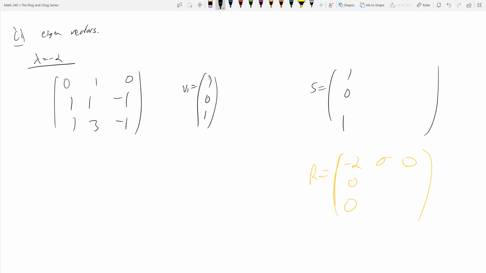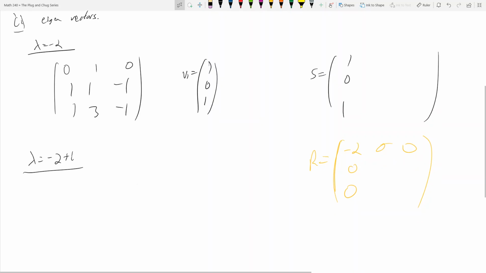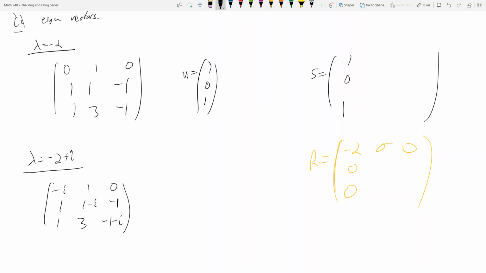Now let's deal with a complex valued one. I'm going to deal with negative 2 plus i. What do I get? I get negative i, 1, 0; 1, 1 minus i, negative 1; 1, 3, negative 1 minus i. Now you can't just eyeball eigenvectors. Well, you can. If you're good enough to eyeball complex valued eigenvectors, kudos to you. I cannot do that. So how do we do this?